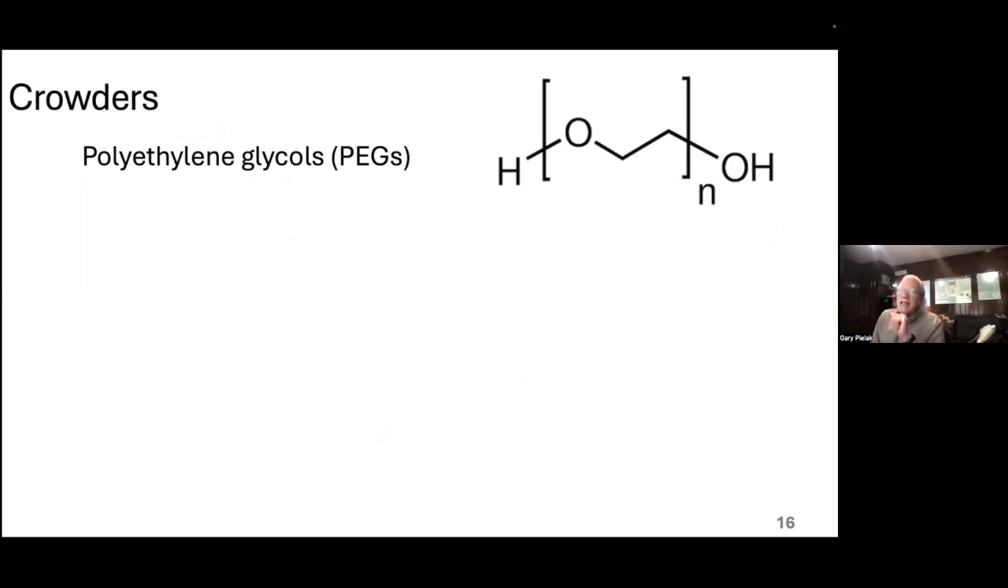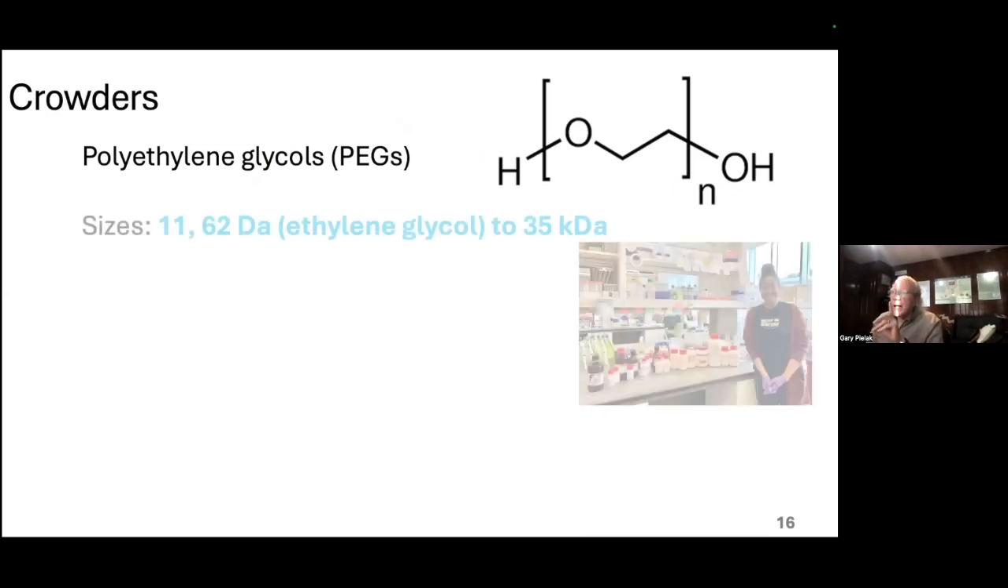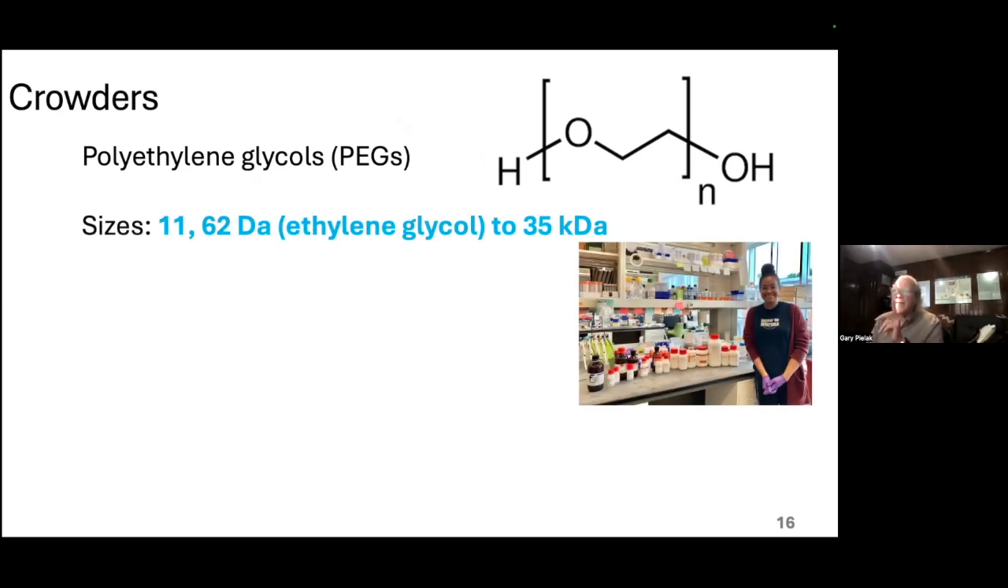Although they're not biologically relevant, polyethylene glycols, we reasoned, would allow us to test any model. That's because they come in many different sizes that have a very low polydispersity. We use 11 different sizes from 62 Daltons, which is ethylene glycol, up to 35 kilodaltons, and we don't go higher than that. And here's my former student, Claire, standing next to her collection of polyethylene glycols.